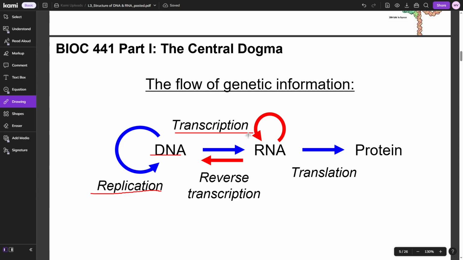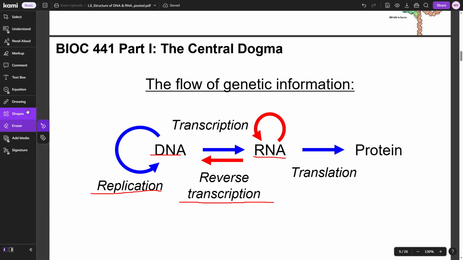Transcription is when we start making RNA. And RNA is made up of A, U, C, and G. There's no T in RNA. The T is replaced with U. So no thymines, just uracils. You can also go in the reverse direction. So reverse transcription is going from RNA to DNA. There are enzymes called reverse transcriptases, which you guys will learn about. They catalyze the reverse reactions.